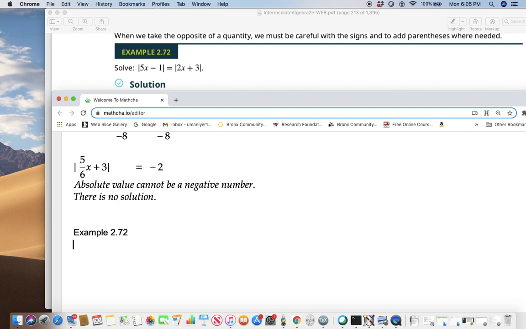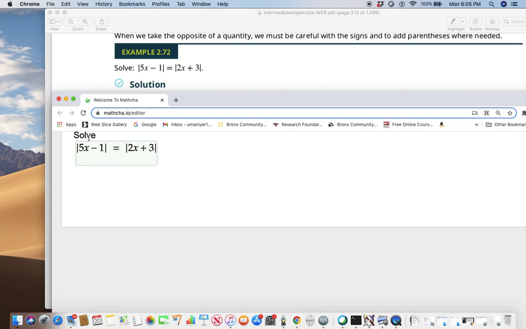Okay, the question is to solve the absolute value of 5x minus 1 equals the absolute value of 2x plus 3. So this is the question you want to solve. Notice I have two absolute values, one on the left, one on the right. So this tells me I should write 5x minus 1 equals the right hand side expression as it is.